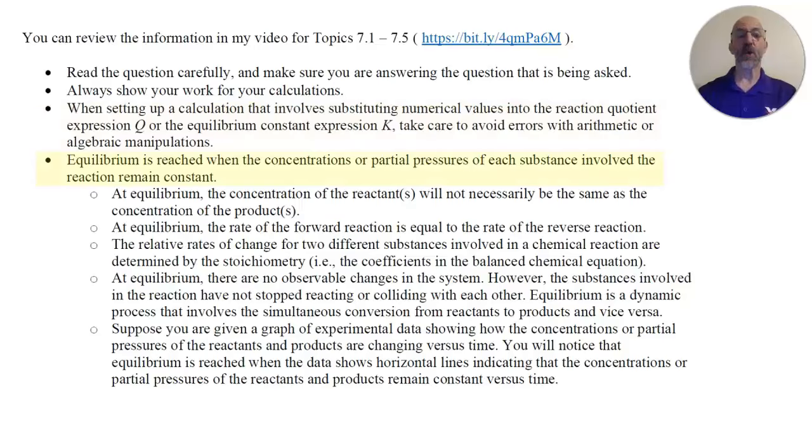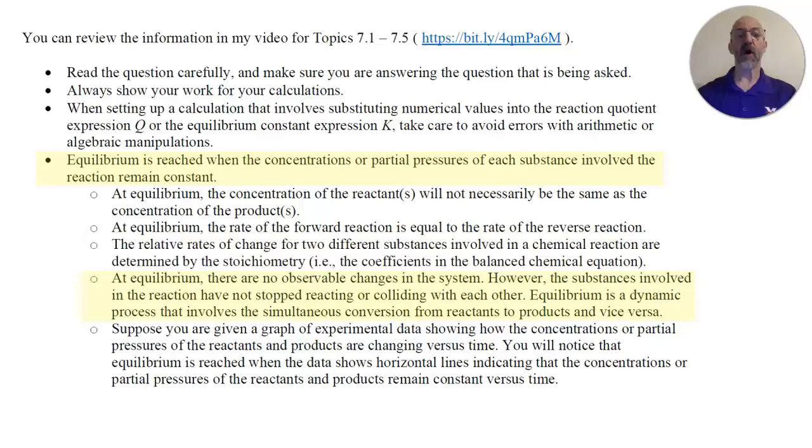Equilibrium is reached when the concentrations or partial pressures of each substance involved in the reaction remain constant. At equilibrium, the concentration of the reactants will not necessarily be the same as the concentration of the products. At equilibrium, the rate of the forward reaction is equal to the rate of the reverse reaction. The relative rates of change for 2 different substances involved in a chemical reaction are determined by the stoichiometry, that is, the coefficients in the balanced chemical equation.